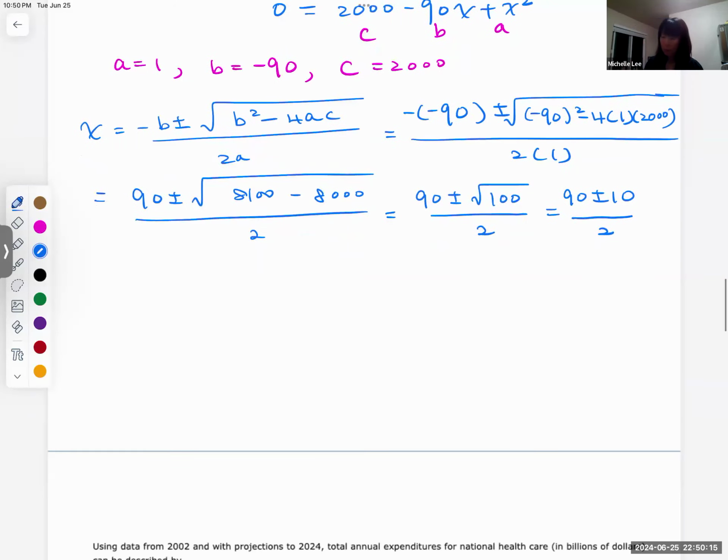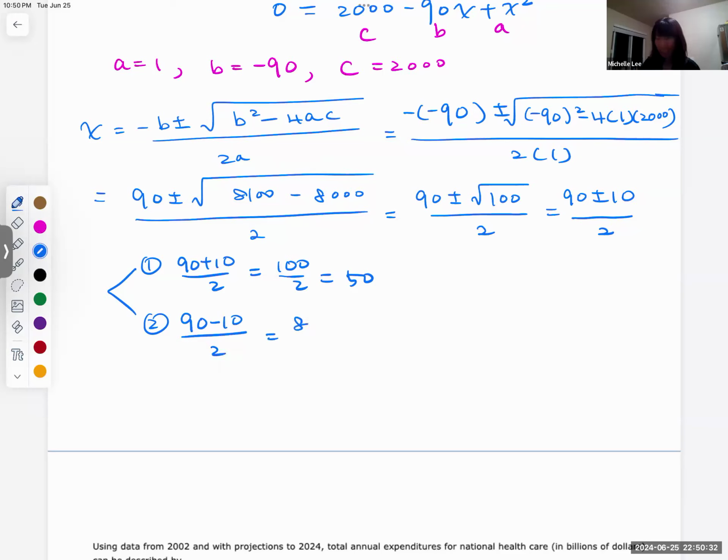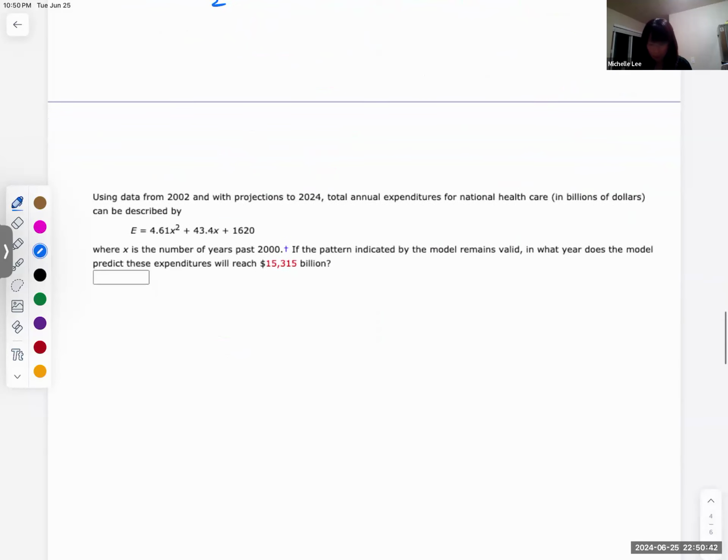So we have two answers. One is 90 plus 10 over 2, equal to 100 over 2, which is 50, right? The second one, subtraction: 90 minus 10 over 2, which is 80 over 2, which is 40, right? So they are two answers. Okay, now let's move on.